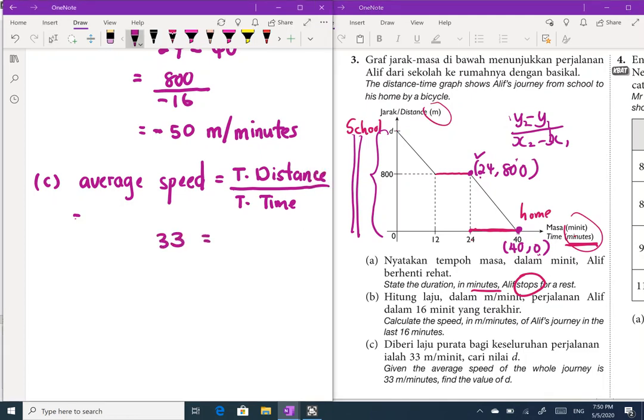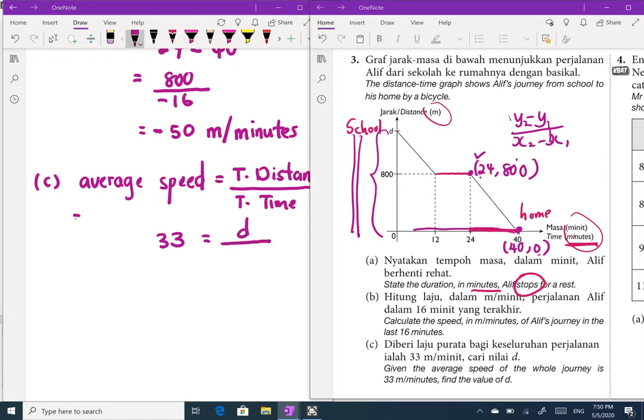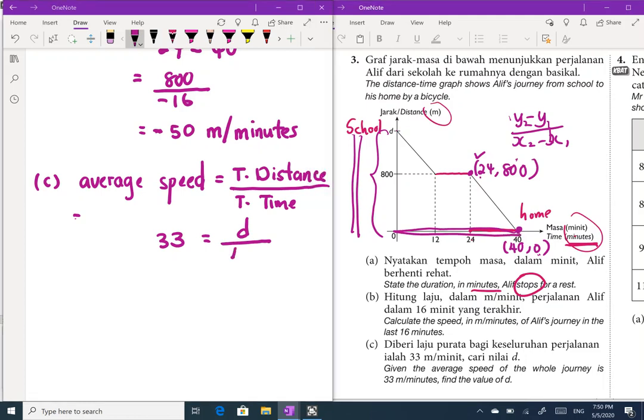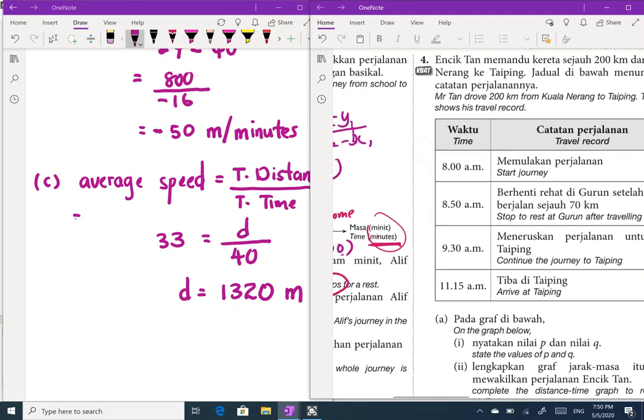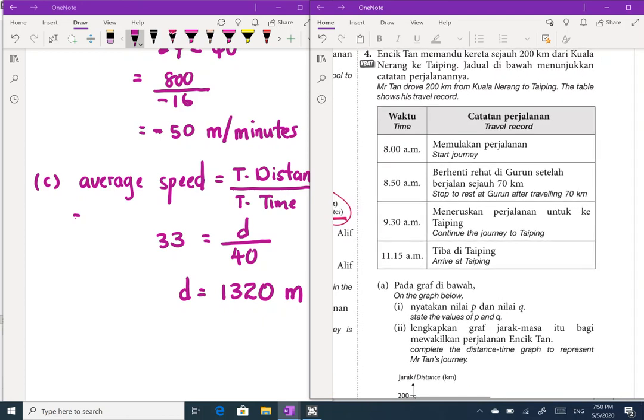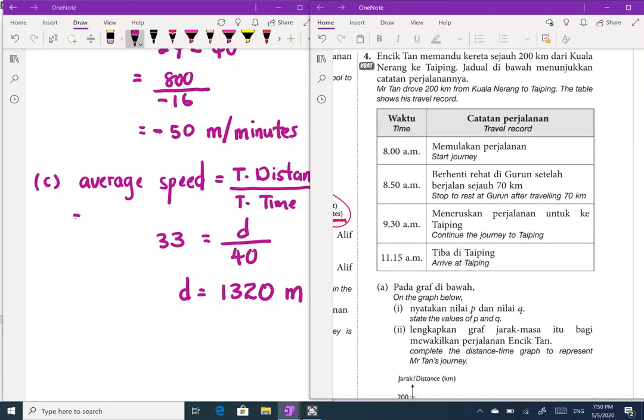So your average speed given is 33. Your total distance is D. Total time, what is your total time? Total time is 40. So D is equal to 1320 meter. Okay, go to the last question. Question 4.